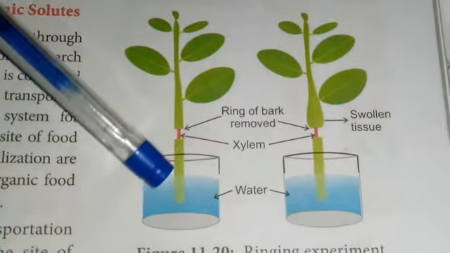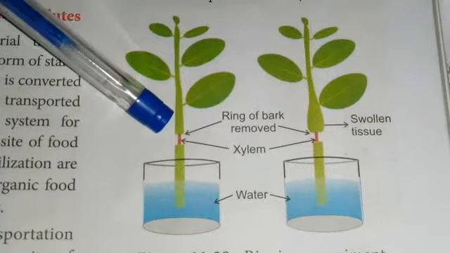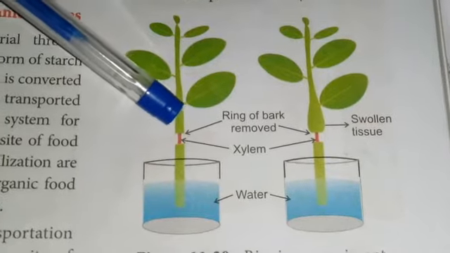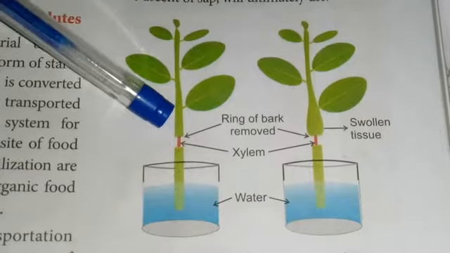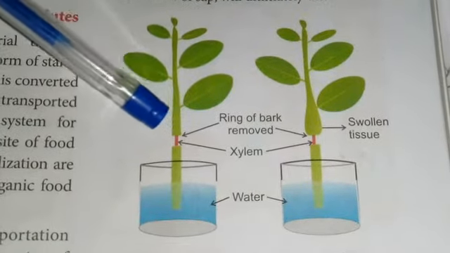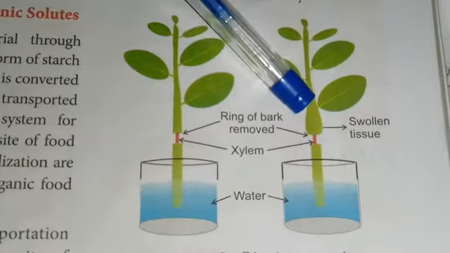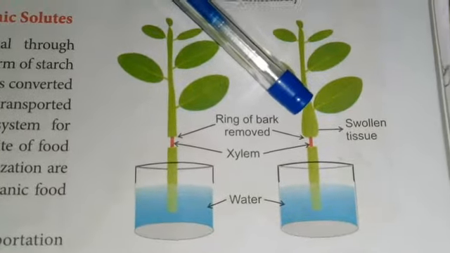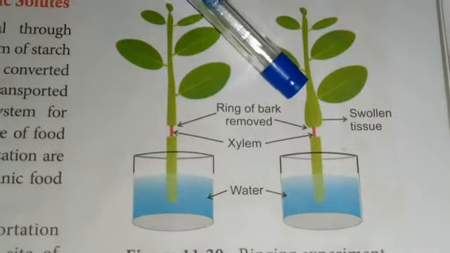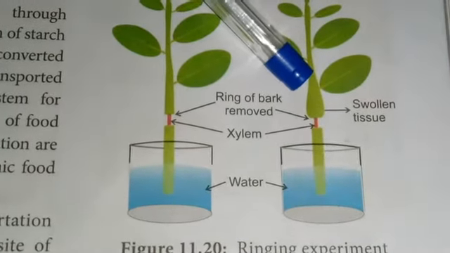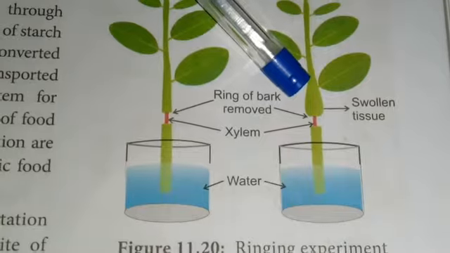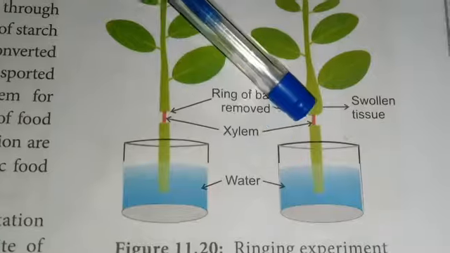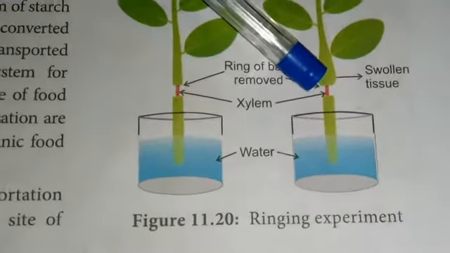After some time, it is observed that there is a swelling on the upper part of the ring. This swelling appears in the upper part of the plant due to the accumulation of food materials there. So no food material is translocated below the upper region. It is due to the lack of the phloem.